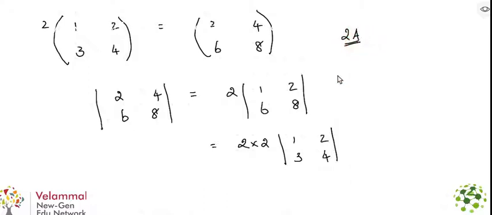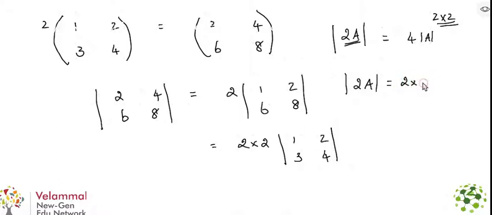times the matrix A. Okay, but when I take the determinant value of it, it will become 4 times determinant A if it is a 2 by 2 matrix. Same thing if it is a 3 by 3 matrix. Suppose I do 2 times determinant of A. So from first row 2 will come out, from second row 2 will come out, and from third row also 2 will come out. So it becomes 2 cubed determinant of A.